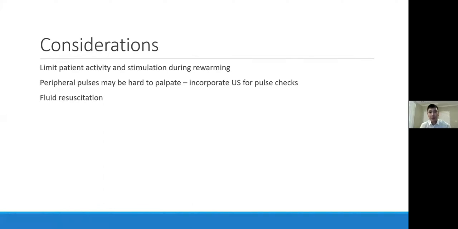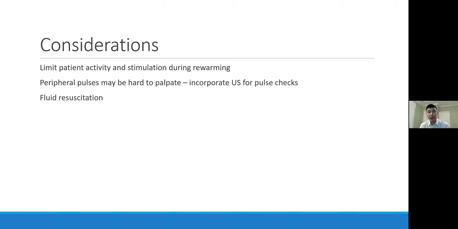Some considerations for management include limiting patient activity and stimulation because this can increase the risk of iatrogenic ventricular fibrillation because of the cardiac instability from hypothermia. Of course, this doesn't mean that you shouldn't do necessary things like intubation. It's more referring to taking care with certain things, like if you're placing a central line, you should take extra care not to let the guide wire touch the heart and irritate it.